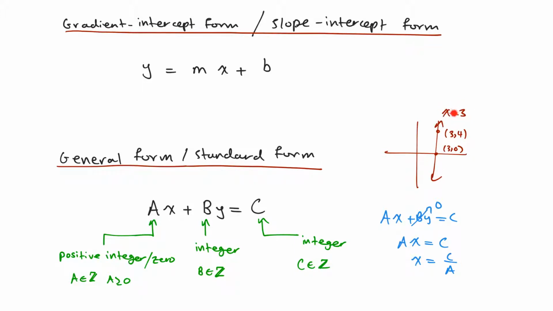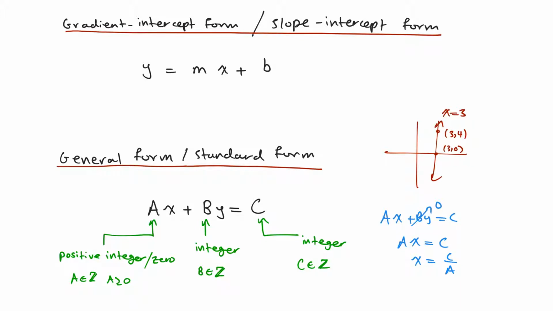For example, in this case, we have x is equal to 3, so x is equal to c over a. c could be 3 and a could be 1, c could be 6 and a could be 2, c could be 9 and a could be 3, and so on. Or c could be negative 3 and a could be negative 1 to explain this line. So this form of equation helps us show vertical lines as well as horizontal lines and all other types of lines.